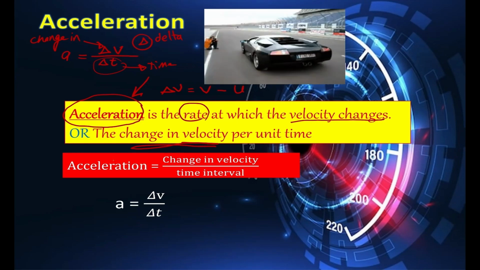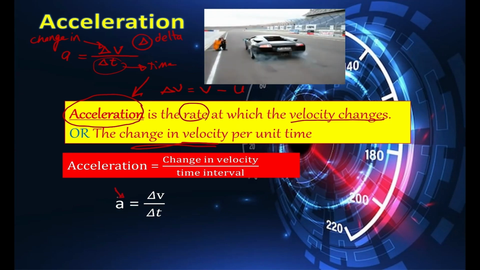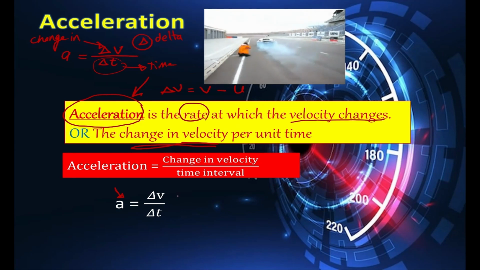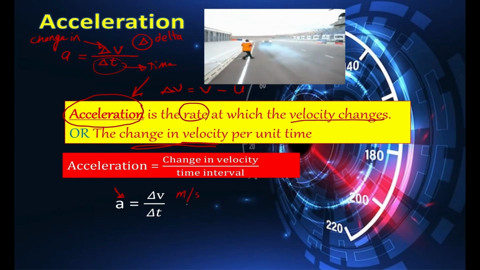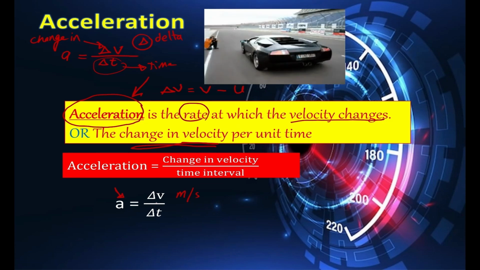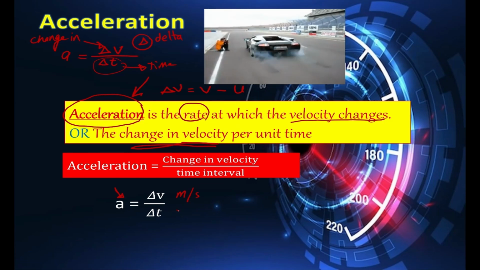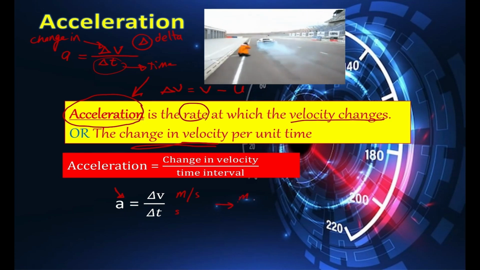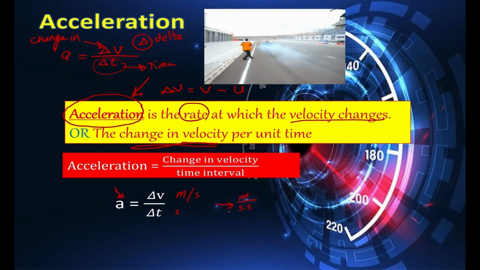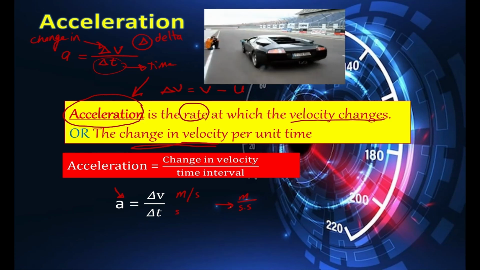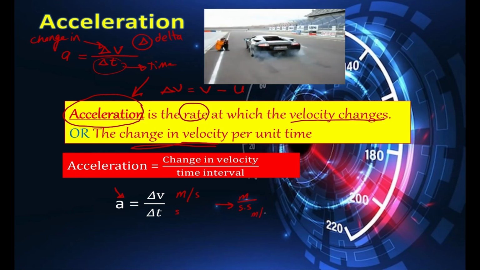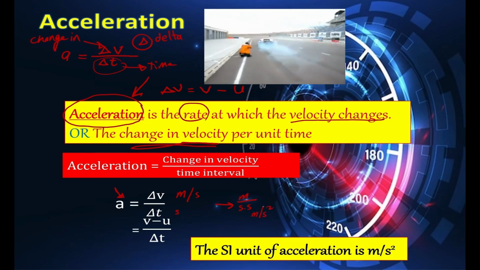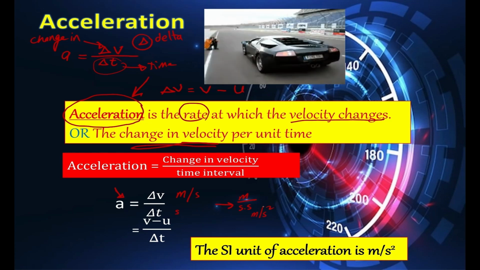Good. What is the unit of acceleration? From this equation, the unit of speed or velocity is meter per second. Both of them have the same unit, speed and velocity. The time has the unit second. So the SI unit of acceleration is meter per second per second. This means the unit of acceleration is meter per second squared. Good? Yes, of course. The SI unit of acceleration is meter per second squared.